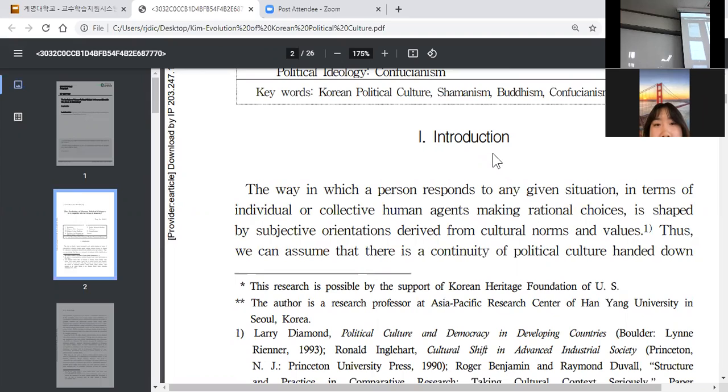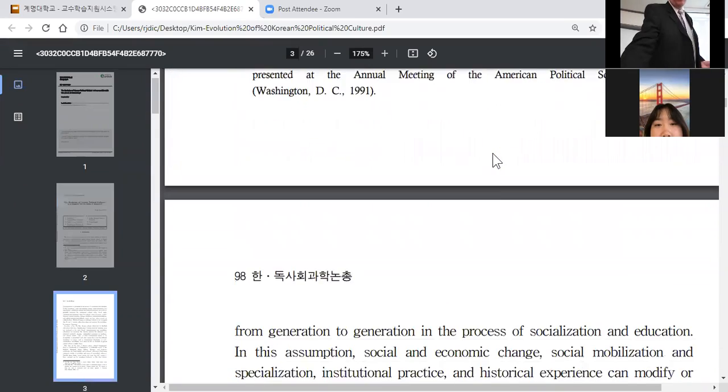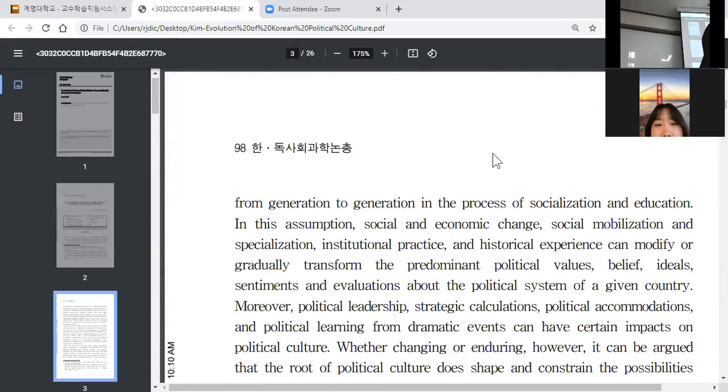The theme here is that there is a continuity of political culture. That means political culture doesn't just come from nowhere. Political culture has a history. The political culture of Korea in the 21st century is connected to the Korean political culture of 1980, of 1940, of 1840, of 1340. That history affects choices today. And it just starts on that page and runs down to the next page. So let me read it as I've got it.